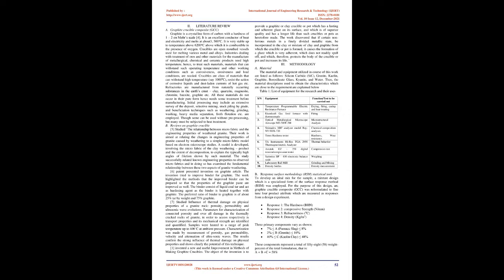2. Literature review. A graphite crucible composite, GCC. Graphite is a crystalline form of carbon with a hardness of 1 to 2 on Mohs scale 4. It is an excellent conductor of heat and electricity and melts at about 3,500 °C. It is very stable up to temperature above 6200 °C, above which it is combustible in the presence of oxygen.